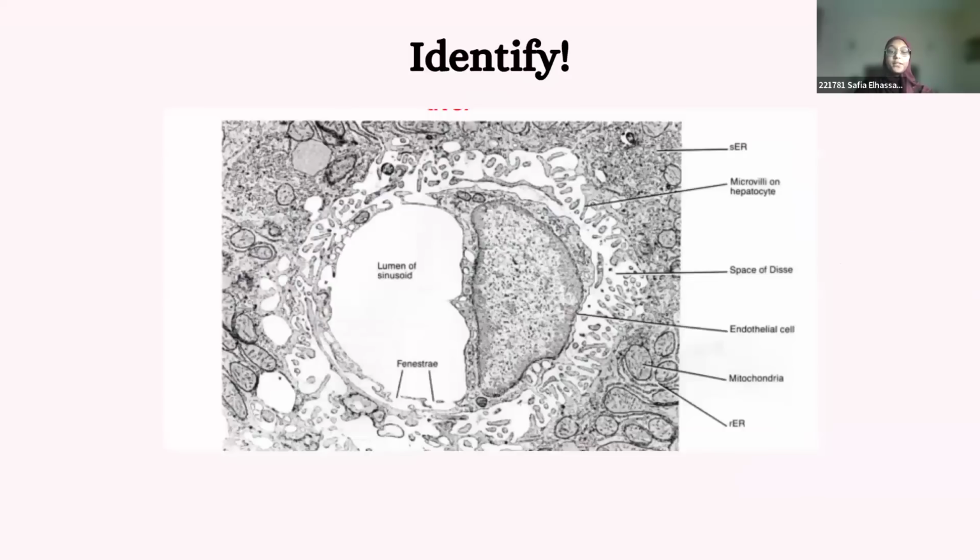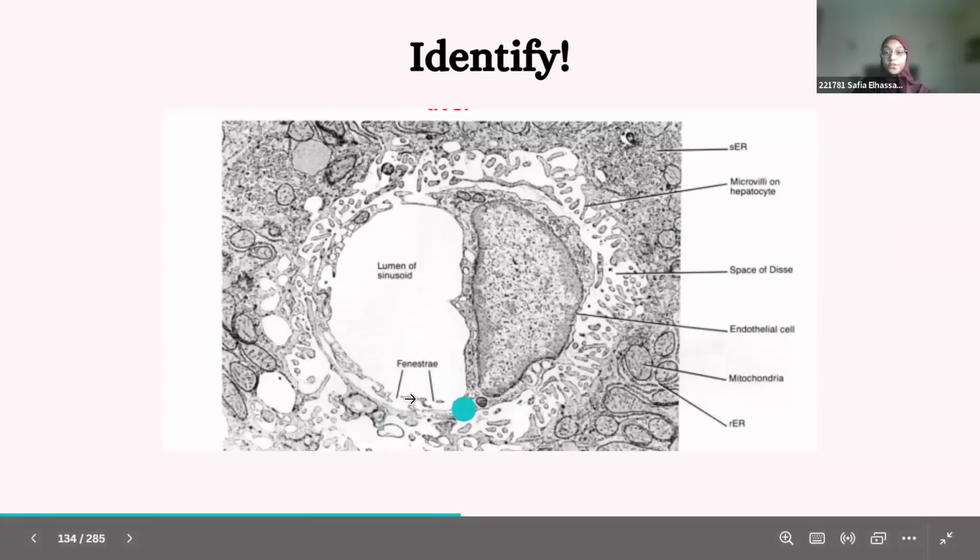All right, can you identify which type of capillary this is? Sinusoidal capillary. Yes, exactly. So can you tell me 2 identification points of it? The smaller lumen and a lot of fenestrations. Yeah, so it has large fenestrations and the discontinuous basement membrane.